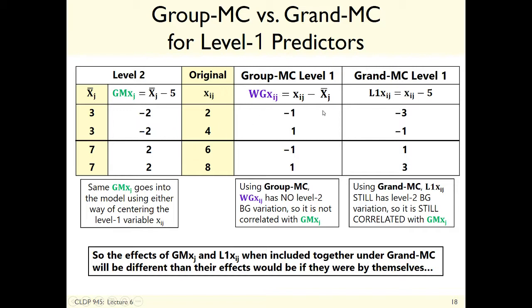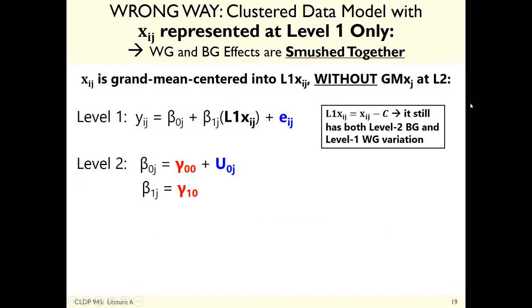Within-group centering at level 1 would get rid of all of those absolute group differences and contain only relative within-group information, whereas if instead you center at a constant or even leave it uncentered, both relative and absolute information are still there. So the effects are different if you put in this level 1 X variable with group mean X when they're together than when they're apart.